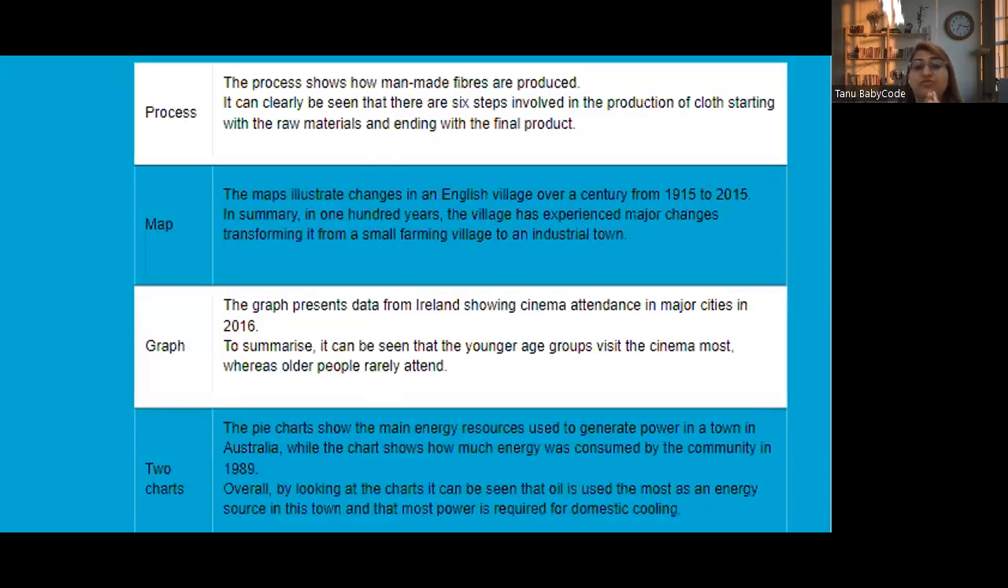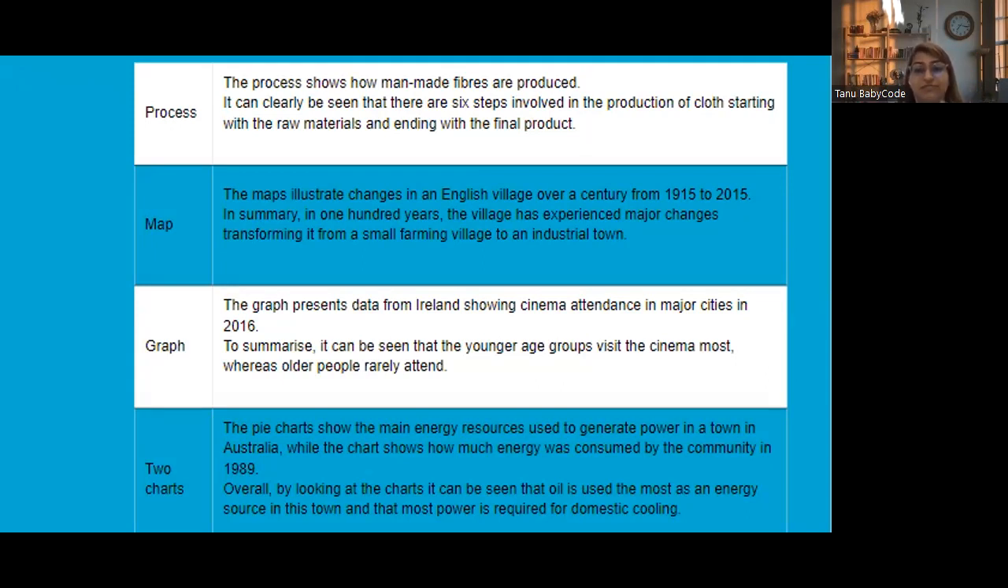Next, when it comes to process, again, there are steps. You can't have any highlighted feature like increasing or decreasing or high-low. So you can write here, it can be clearly seen that there are 6 steps involved in the production of clothes, starting with raw material and ending with the final product. Map, again, a map shows the changes from the new one to the older one. So you can write here that they have experienced major changes. First it was a small farm village, now an industrial town.